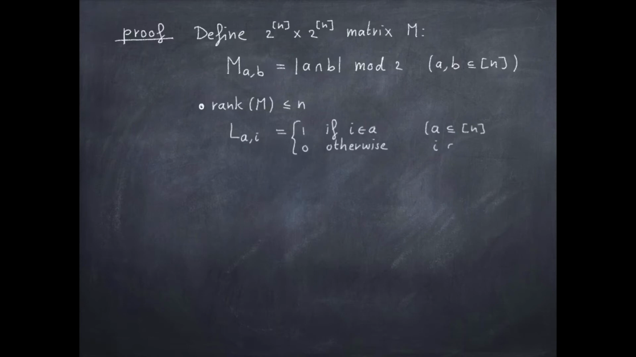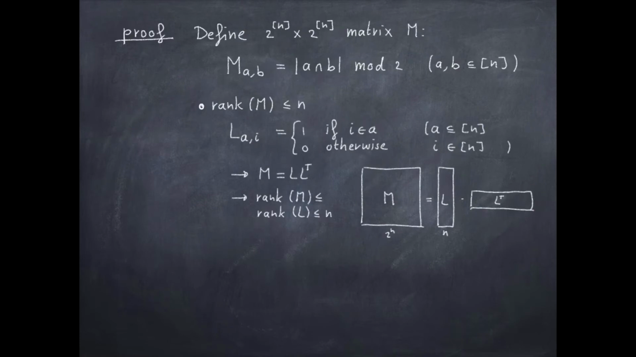The first thing we observe is that the rank of M is at most n. Indeed, consider the matrix L, whose rows are indexed by the subsets of 1 to n, and whose columns are indexed by the elements of 1 to n. Every row of the matrix L is just the 0,1 incidence vector of the corresponding subset. It's now easy to see that the matrix M is just L times L transpose. Now, since the number of columns of L is only n, that means that the rank of L is at most n. But then also the rank of M is at most n.